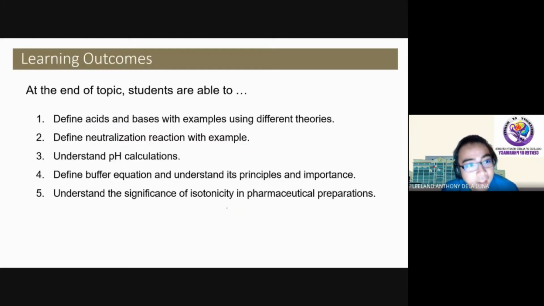So for today class, our main objectives are as follows. At the end of the topic, students should be able to first define acids and bases with examples, using the different theories. This is something class na most likely you've already learned sa chemistry, mga Bronsted-Lowry theory, Lewis theory, Arrhenius theory, mga ganun. So we'll just have a quick recap regarding them. Parang sum up lang ng mga theories na to. Then define neutralization reaction with examples.